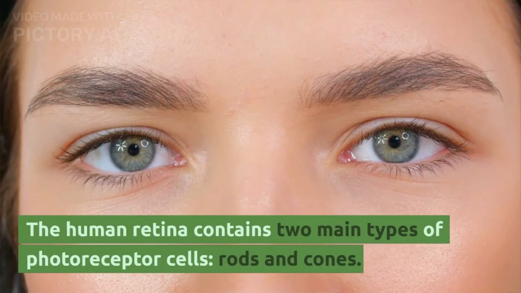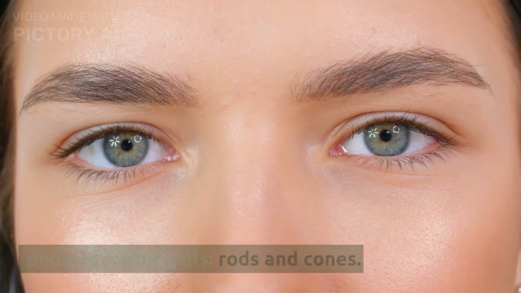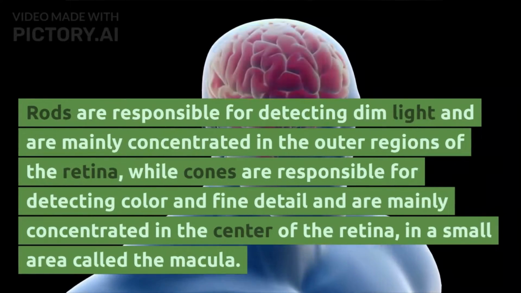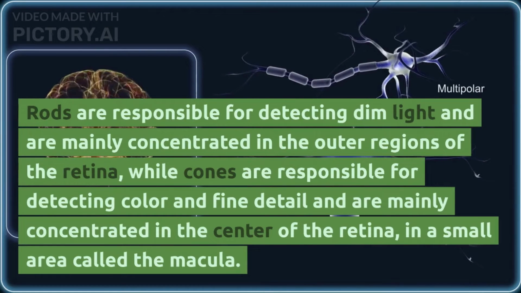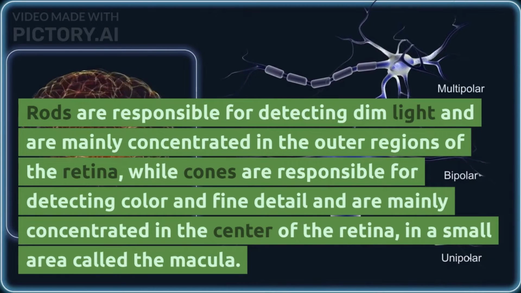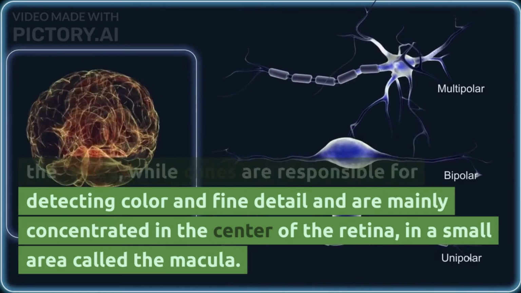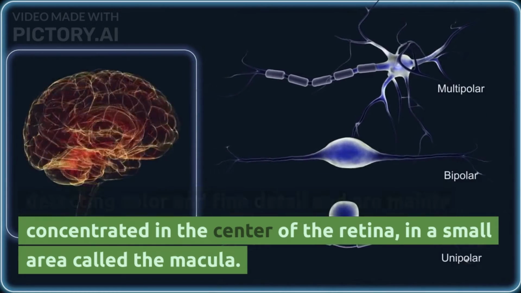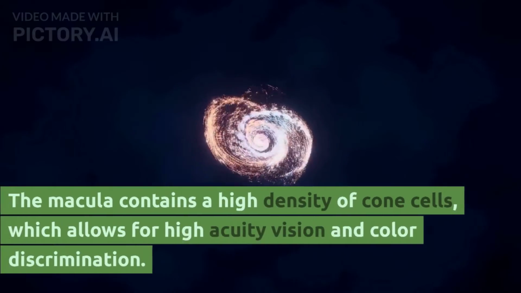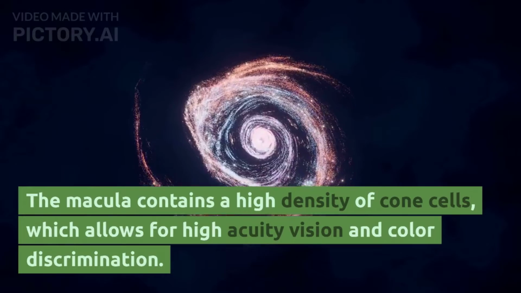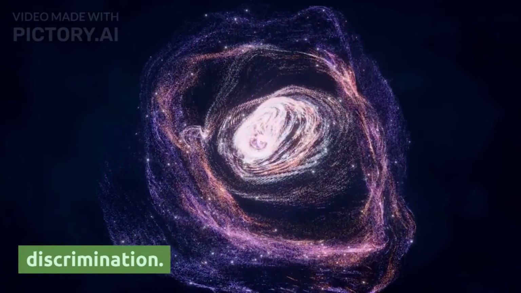The human retina contains two main types of photoreceptor cells, rods and cones. Rods are responsible for detecting dim light and are mainly concentrated in the outer regions of the retina, while cones are responsible for detecting color and fine detail and are mainly concentrated in the center of the retina, in a small area called the macula. The macula contains a high density of cone cells, which allows for high acuity vision and color discrimination.